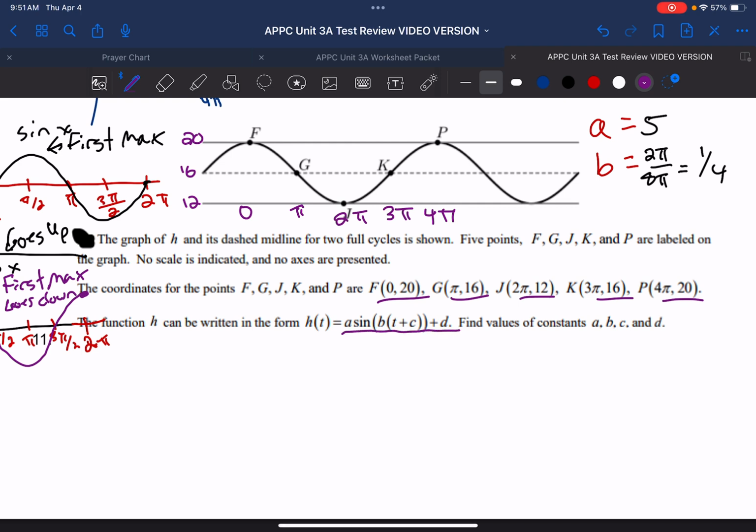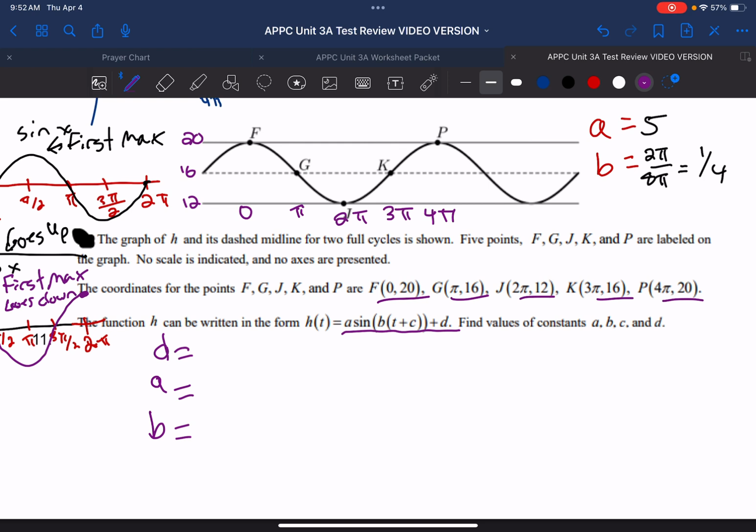It wants me to just find the constant values. I don't have to write the equation. I just need to find the constant values of A, B, C, and D. Let's do that. So remember, I'm going to do it in DAB C order. I'm going to do DAB first, and then I'm going to do C after that.